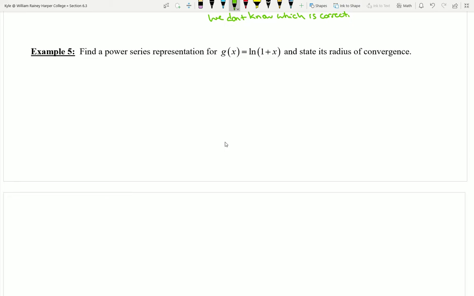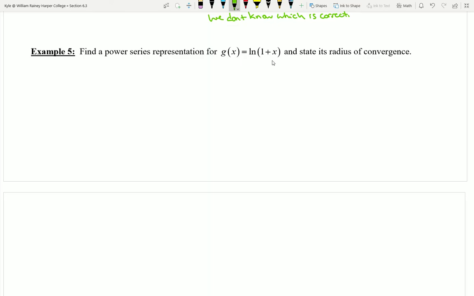Now let's turn our attention to example number 5. I want to find a power series representation for this function, the natural log of 1 plus x, and ultimately state its radius of convergence. So again, I'm looking for a power series that can model what this function is going to look like. And that's really hard to do.